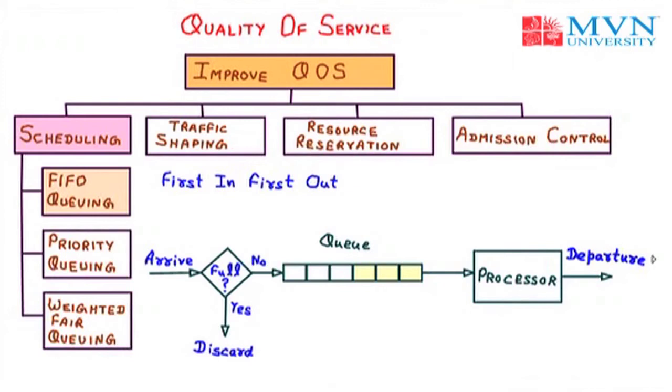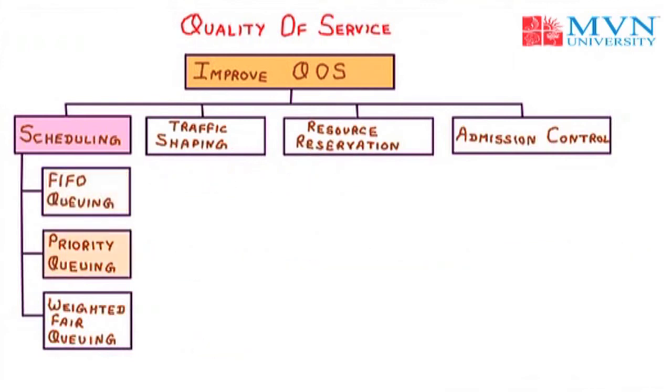Next we are having the priority queue. In priority queuing, packets are first assigned to a priority class. Each priority class has its own queue. The packets in the high priority queue are processed first. Packets in the low priority queue are processed last. So to understand the priority queue, let us take the example of the diagram.